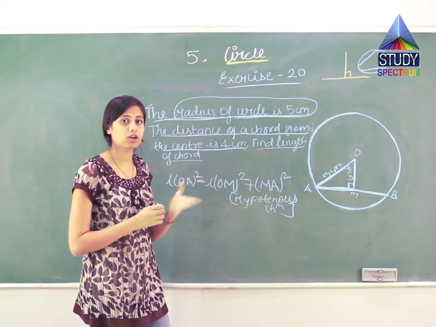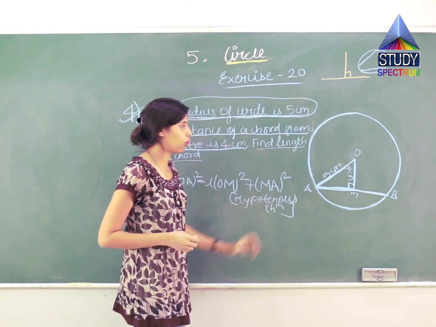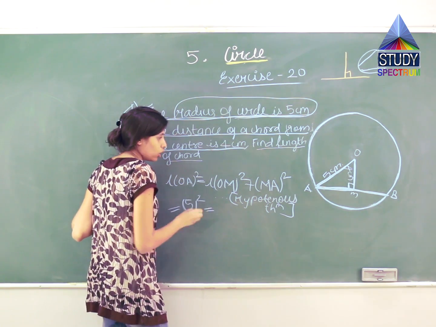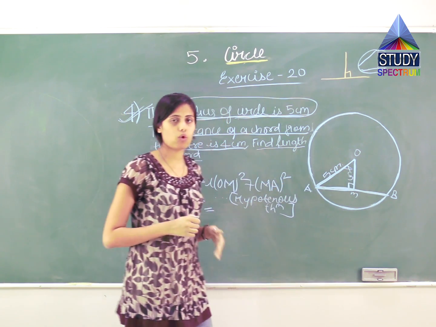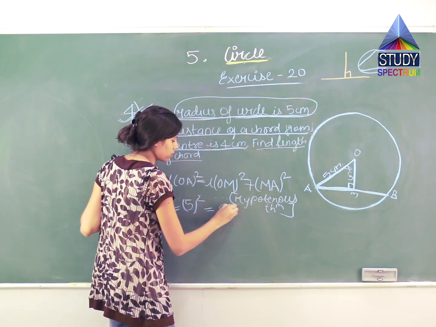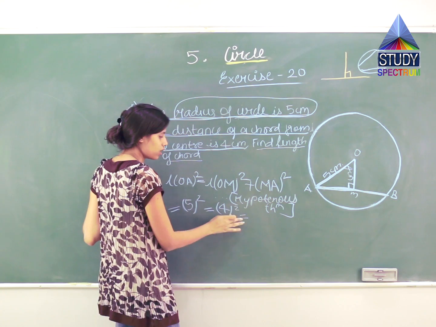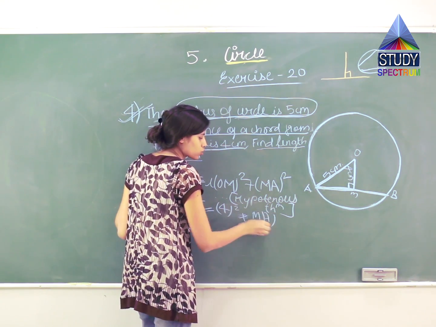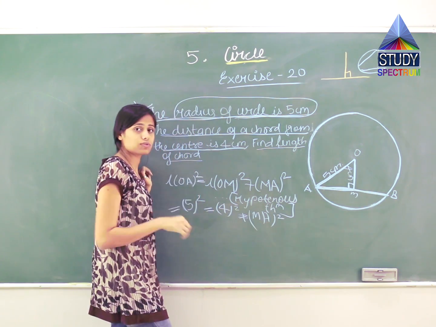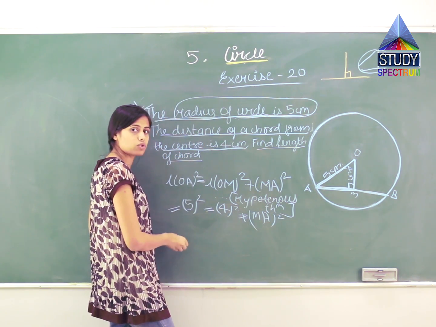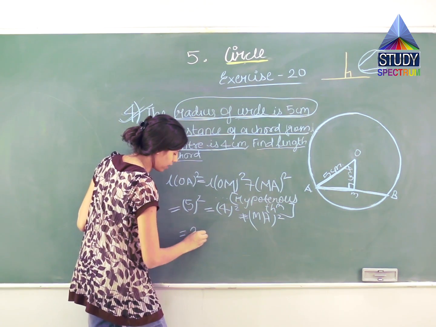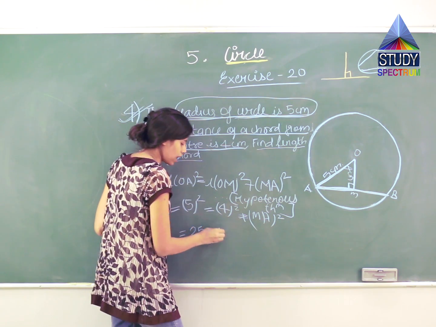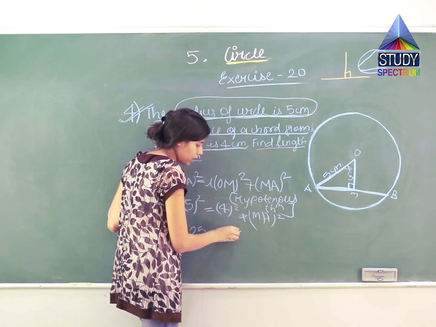Now let us substitute the value we know. Now look into the figure. Do I know OA? Yes, I know OA, which is 5 square. Do I know OM? Yes, I know OM, which is 4. So I'll write 4 square. Do I know this MA? No. So what I will write, MA the whole square. Now let us find the values: 5 square comes to 5 5 is 25. So I will write 25 is equal to 4 square, which is 4 4 is 16. So I have 16 over here plus MA square.